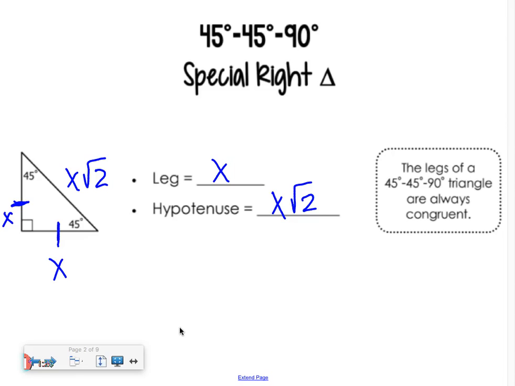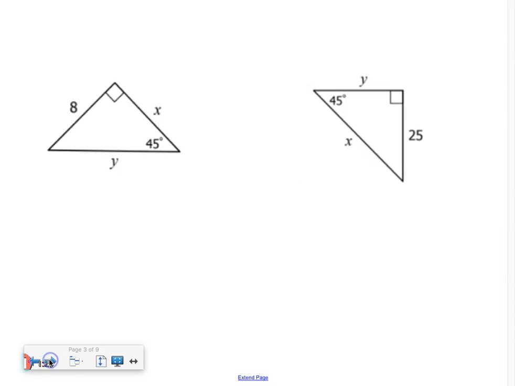So now you can use these two little formulas, even though they're not really formulas, to find the side lengths if we're just given one. Okay? So let's try an example. When you do these problems, you first just need to decide, am I given a leg or a hypotenuse? On this first example, is 8 the leg or hypotenuse? Leg. Okay. How can I find X? It's just 8. These have to be the same. It's a 45-45-90.